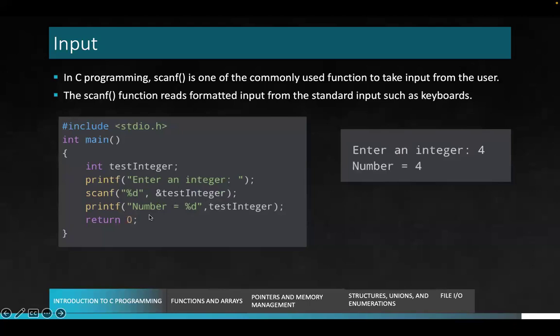Then printf is again to print the number. It's a dynamic number, right? That is the reason you have to write "number is equal to %d". This %d tells that your variable value, which is testInteger, whatever you entered, 4, will be printed on the terminal. And after running this main function, return 0, so 0 gets returned at the end of this function execution.